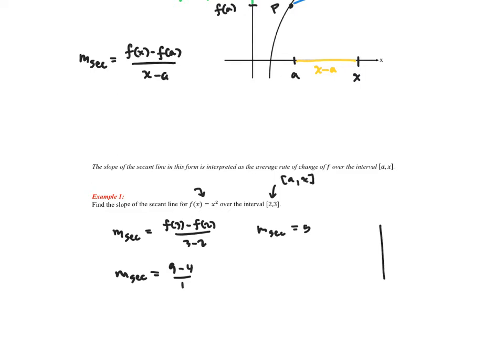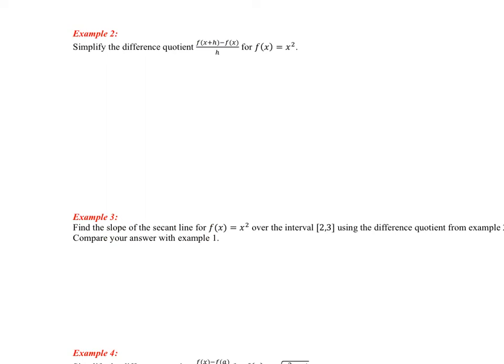So what would that look like? Well, f of x is x squared, and from 2 to 3, if we go from an output of 4 up to an output of 9, the slope of this secant line is 5. Okay, let's continue on. Example number 2 is going to involve a lot of algebra.